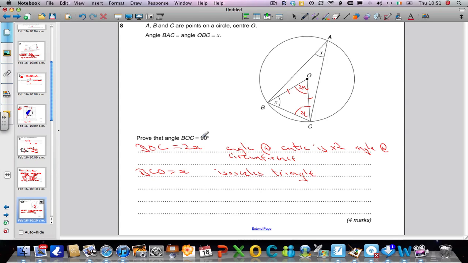Okay, and we also know that the angles in a triangle all add up to 180, which means that 2x plus x plus x must be equal to 180. So altogether we have 4x equals 180, which means 2x is equal to 90. And it's proved without doubt. So the angle BOC has been proven to be 90 degrees. There's your 5 marks.